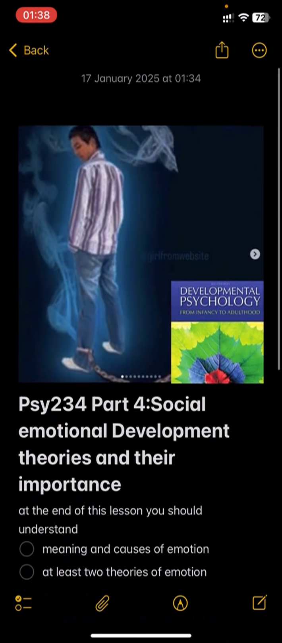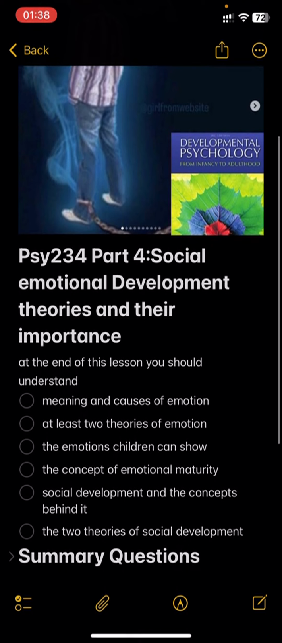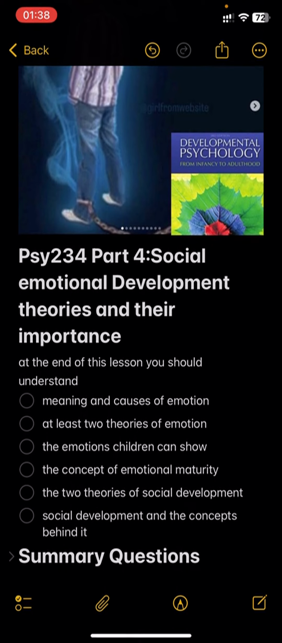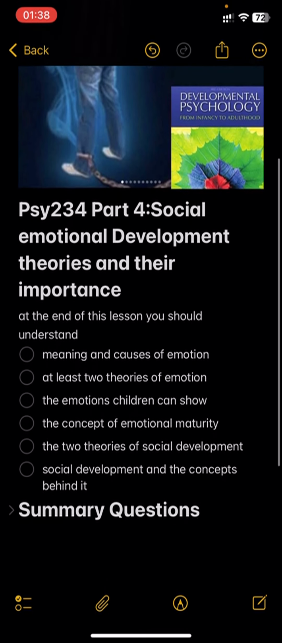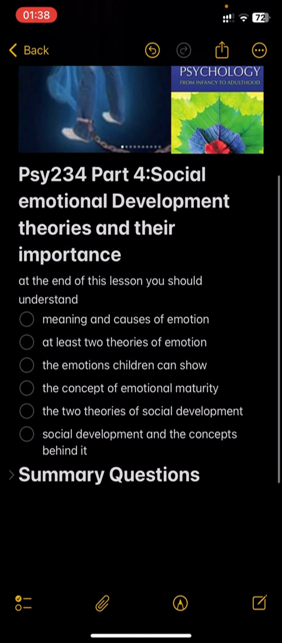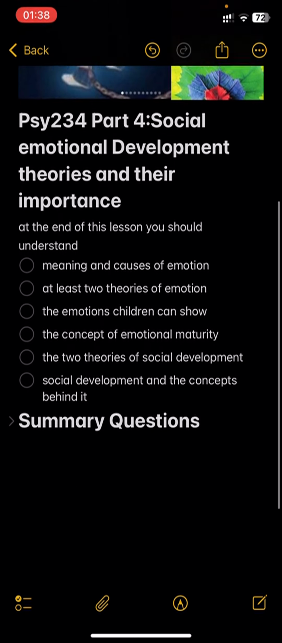Okay. Now, at the end of this lesson, you should understand the meaning and causes of emotion. You should know at least two theories of emotions. You should understand the emotions that children can show and how to cater for them. You should understand the concept of emotional maturity. You should know the two theories of social development and the concepts behind them.